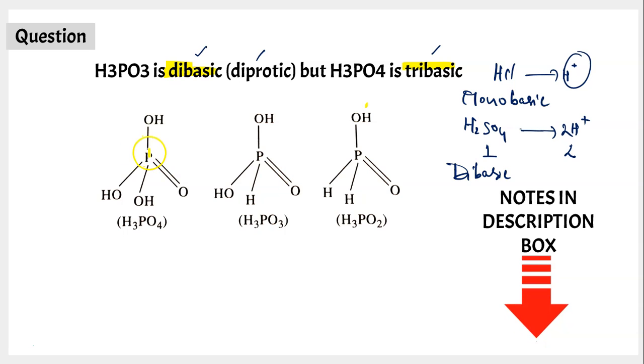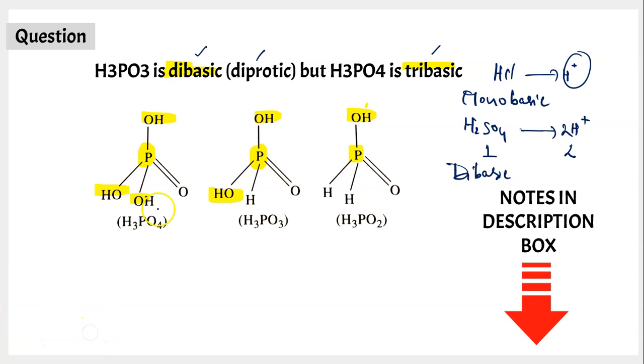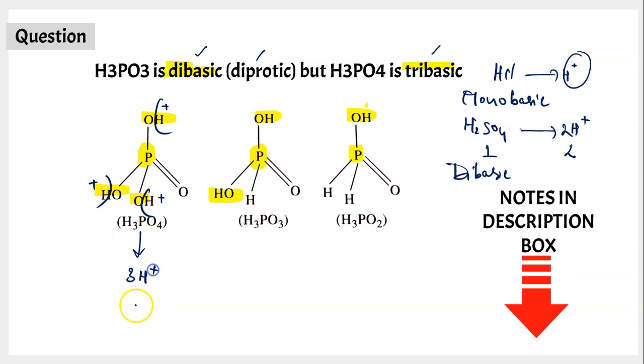To understand the reason, you have to take a look at the structure of H3PO4, where phosphorus is acting as the central atom and there are 3 hydroxy groups. In H3PO3, phosphorus is the central atom but there are only 2 hydroxy groups. And if you compare H3PO2, phosphorus is the central atom and there is only 1 hydroxy group. So observe the number of hydroxy groups in H3PO4. There are 3 hydroxy groups and hence 3 H plus ions can be lost from the molecule.